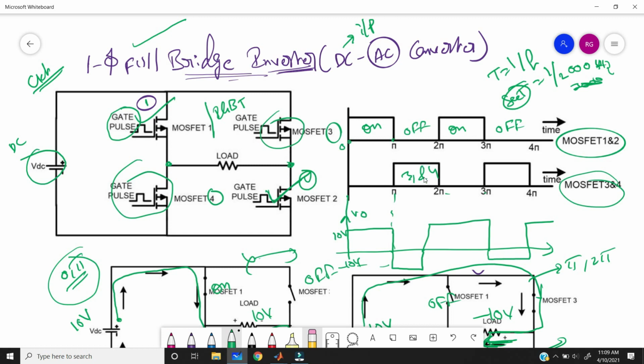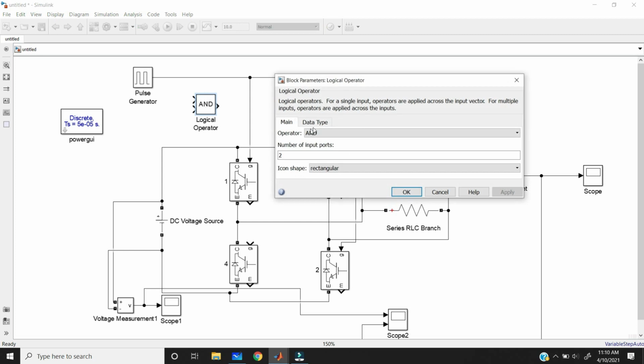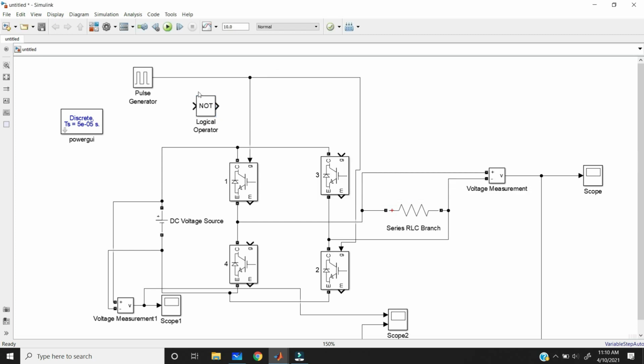It is like opposite, inverter type. Like if this is 1, this is 0, this is 0, this is 1. That type of switching combination we have. That's why I'm taking the NOT gate here. So double click on this one and take NOT gate only. Then give it to switch 3 and switch 4.